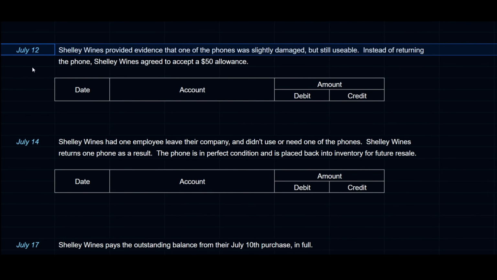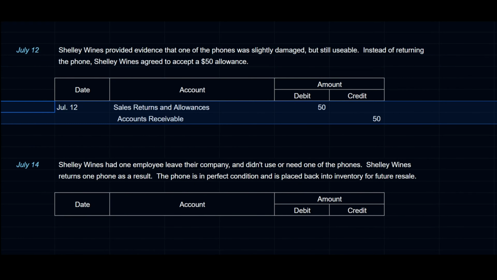On July 12th, Shelly Wines provided evidence that one of the phones was slightly damaged, but still usable. Instead of returning the phone, Shelly Wines agreed to accept a $50 allowance. So here, we recognize a contra revenue account.